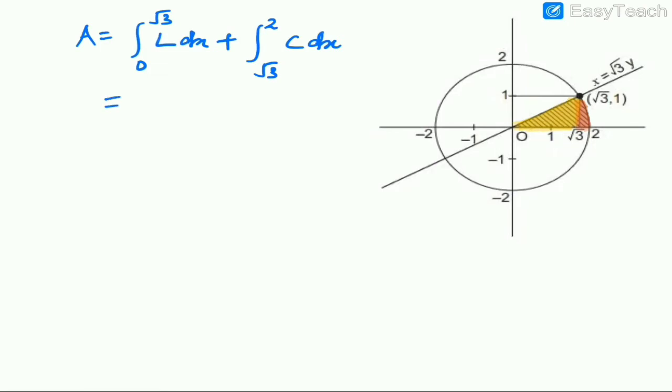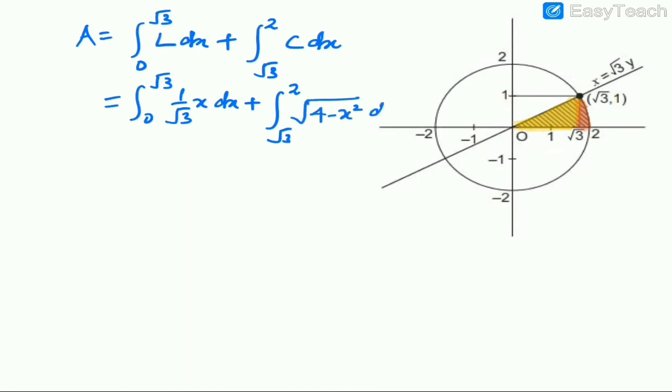So from the line we have y equal to 1 upon root 3 x dx plus, and from the equation of the circle, y is equal to root 4 minus x square dx.